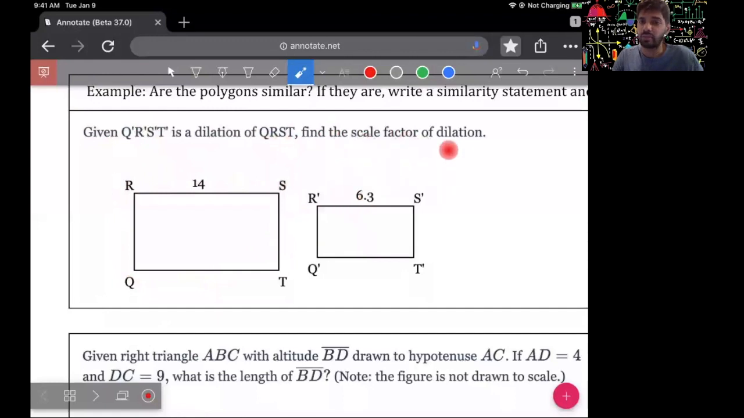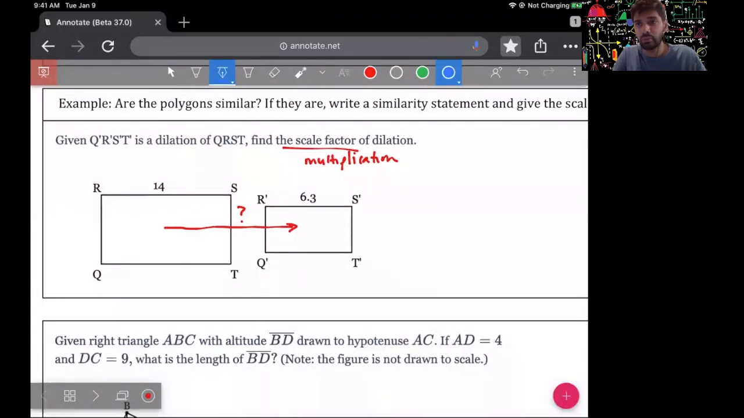Find the scale factor of dilation, meaning how did I get from this shape over to this shape? What did I do to the number 14 to get to 6.3? Now, whenever we have a scale factor, you have to think about the operation multiplication. Because if I want to make a shape larger or smaller, I have to multiply the number by something. And so now I need to think about what did I multiply.